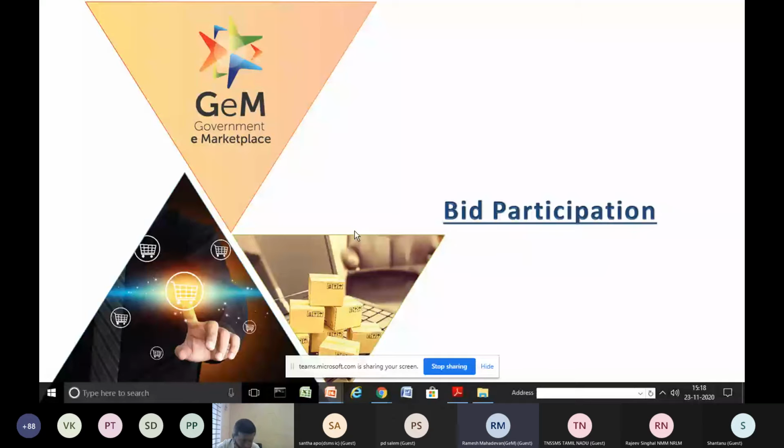Okay, so the bid is also, this is the second method I was talking about: the direct purchase, bidding, and reverse auction. Bid is something which you may not be doing, but still I'll try to explain that. Whenever a bid is created by a particular buyer with a specific category, registered by the seller, that particular seller will be getting input or information about that bid.